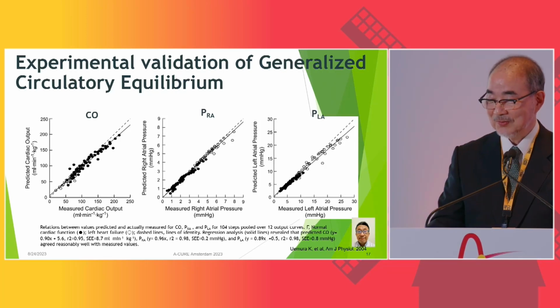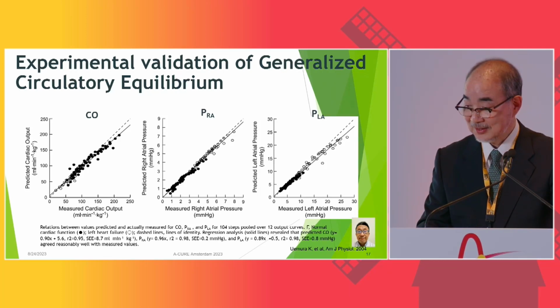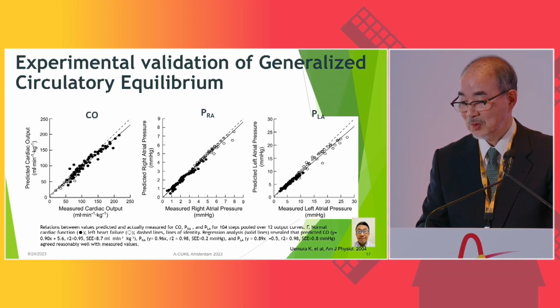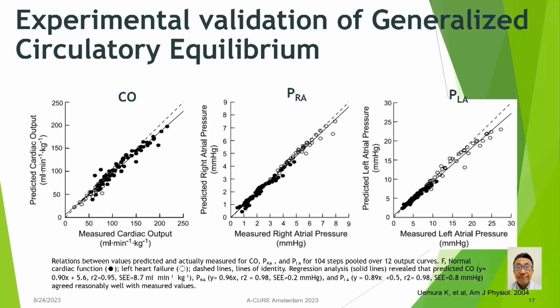So again, we need to validate whether this model is accurate or not. So what we did was we imposed volume perturbation on the animals and predicted what cardiac output would be, what right atrial pressure would be, what left atrial pressure would be. And as you can see here, the predicted value correlated. Actually, this line of identity is very close. So prediction works pretty well with this model. So we feel comfortable that we are doing reasonable things, and maybe we are in good shape.